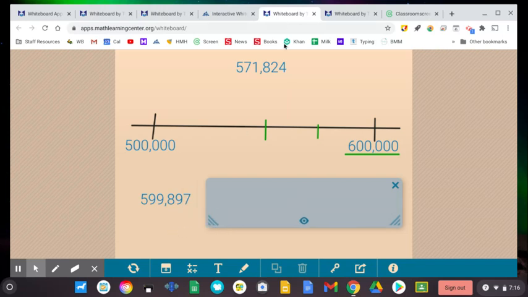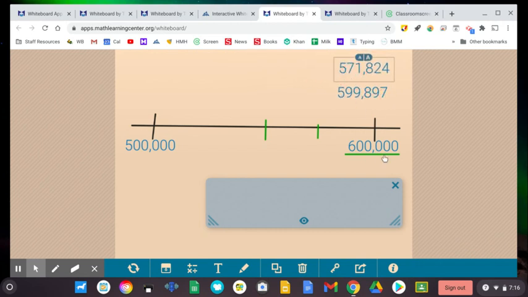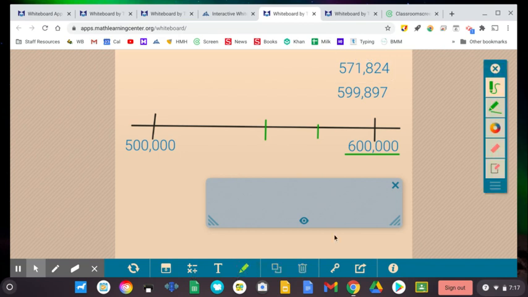What about this number? 599,897. So if we're looking at this number, what is it closer to? The 500,000 or the 600,000? You can see that it rounds to 600,000 because on the number line, it is much closer. As a matter of fact, if we were drawing a line, it'd probably be right about there. Maybe even closer than that.